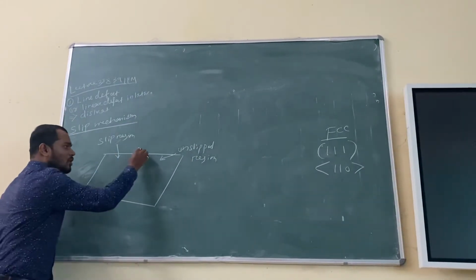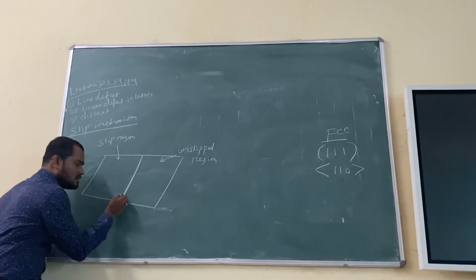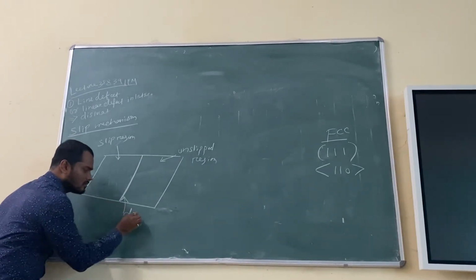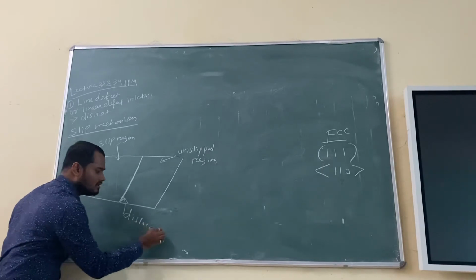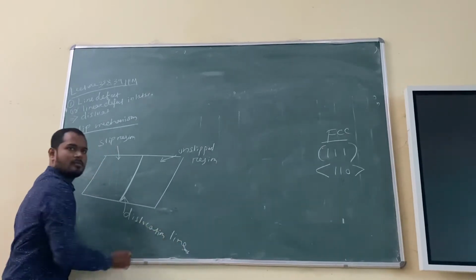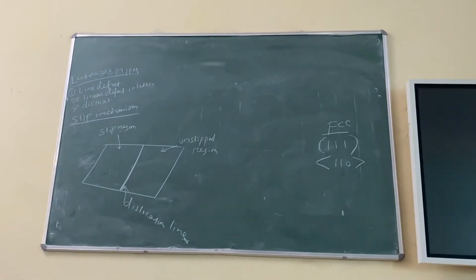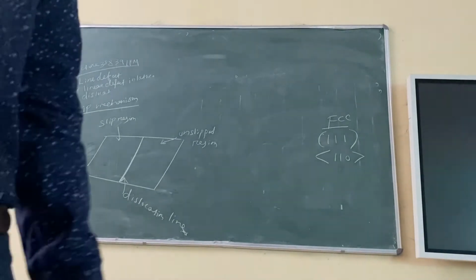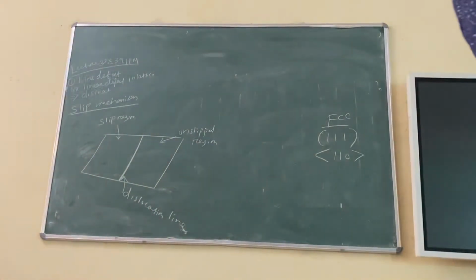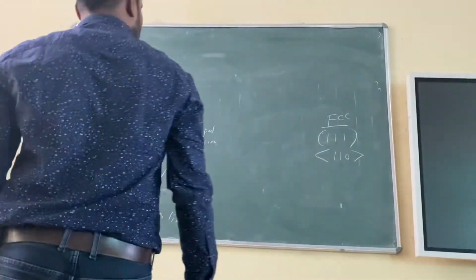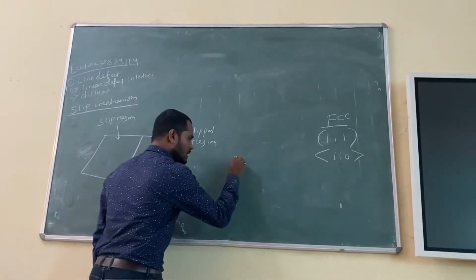Right? What is this now? This is your dislocation line. If you want me to draw it again, let me draw it.